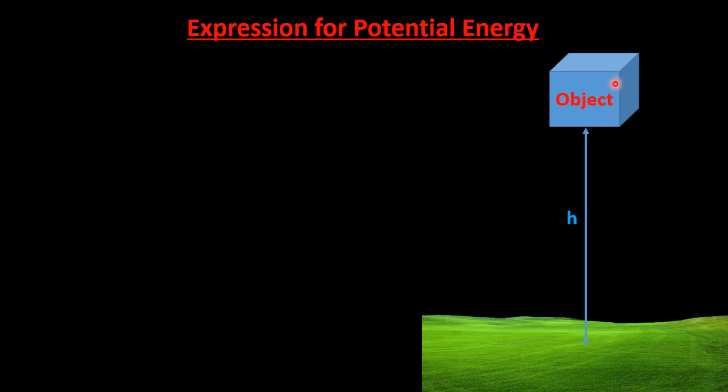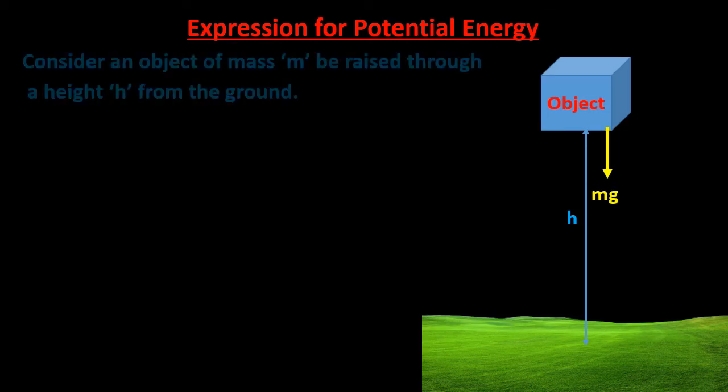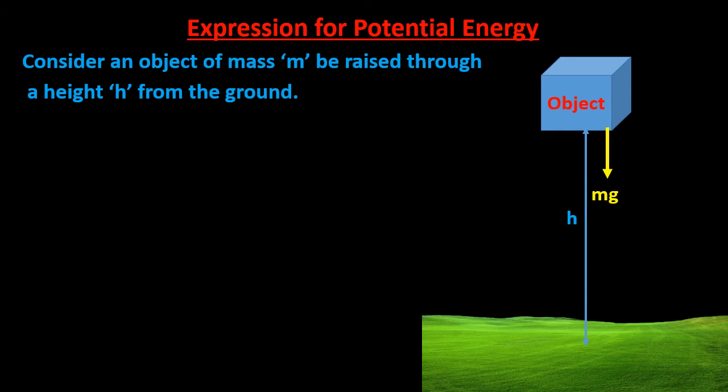At this position, another force is acting on it. That force is weight. As you already know, the expression for weight is mass into gravitational acceleration, which is directed towards the center of the earth or towards the ground. Now let us derive the expression for that potential energy. Consider an object of mass m raised through a height h from the ground.